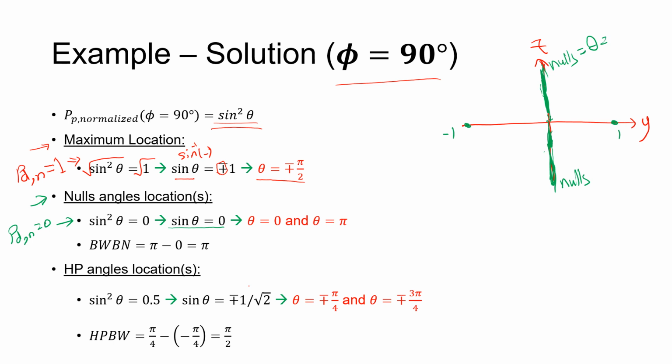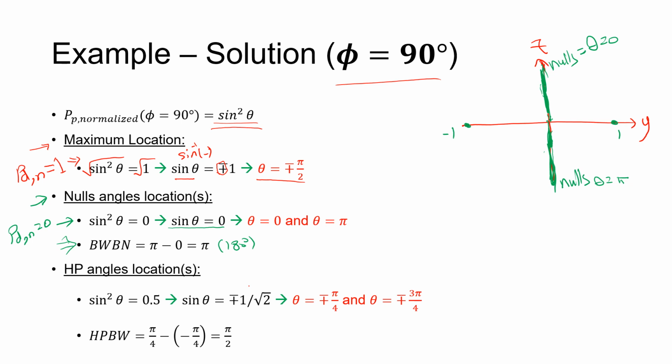This one theta is equal to 0 and this one theta is equal to pi. Then of course one important parameter here which we can calculate, beamwidth between nulls. Just make a subtraction of these two, pi minus 0, we get pi, which is actually 180 degrees.